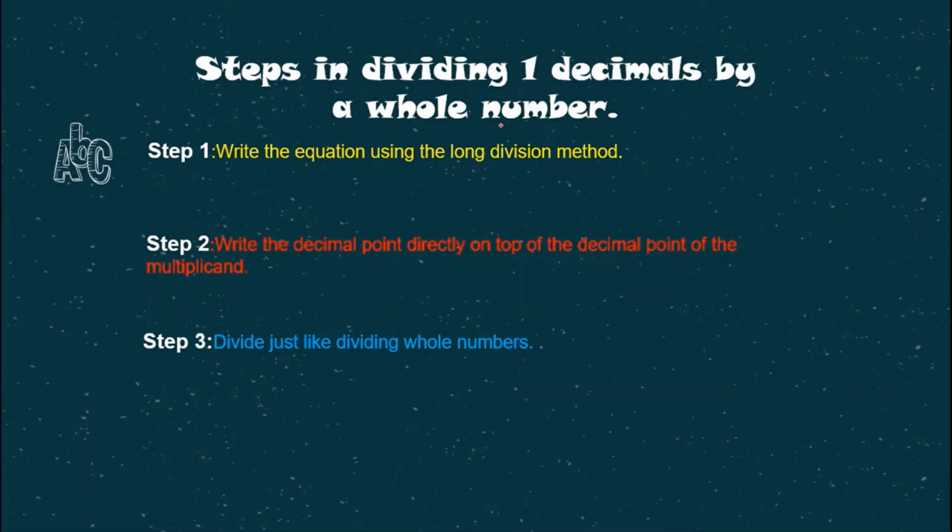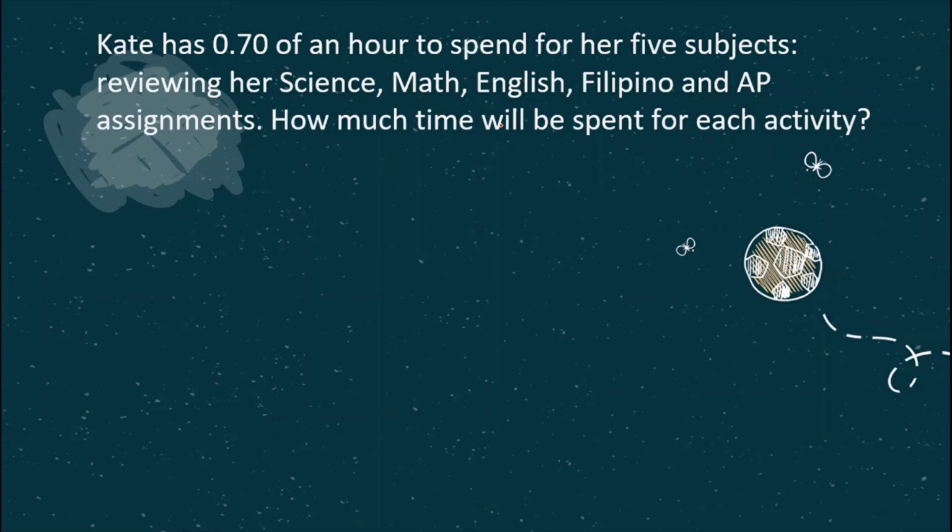Now let us try some examples for this one. We have Kate has 0.70 hours to spend for her 5 subjects. Okay, reviewing her science, math, English, Filipino, and AP assignments. How much time will she spend for each activity?